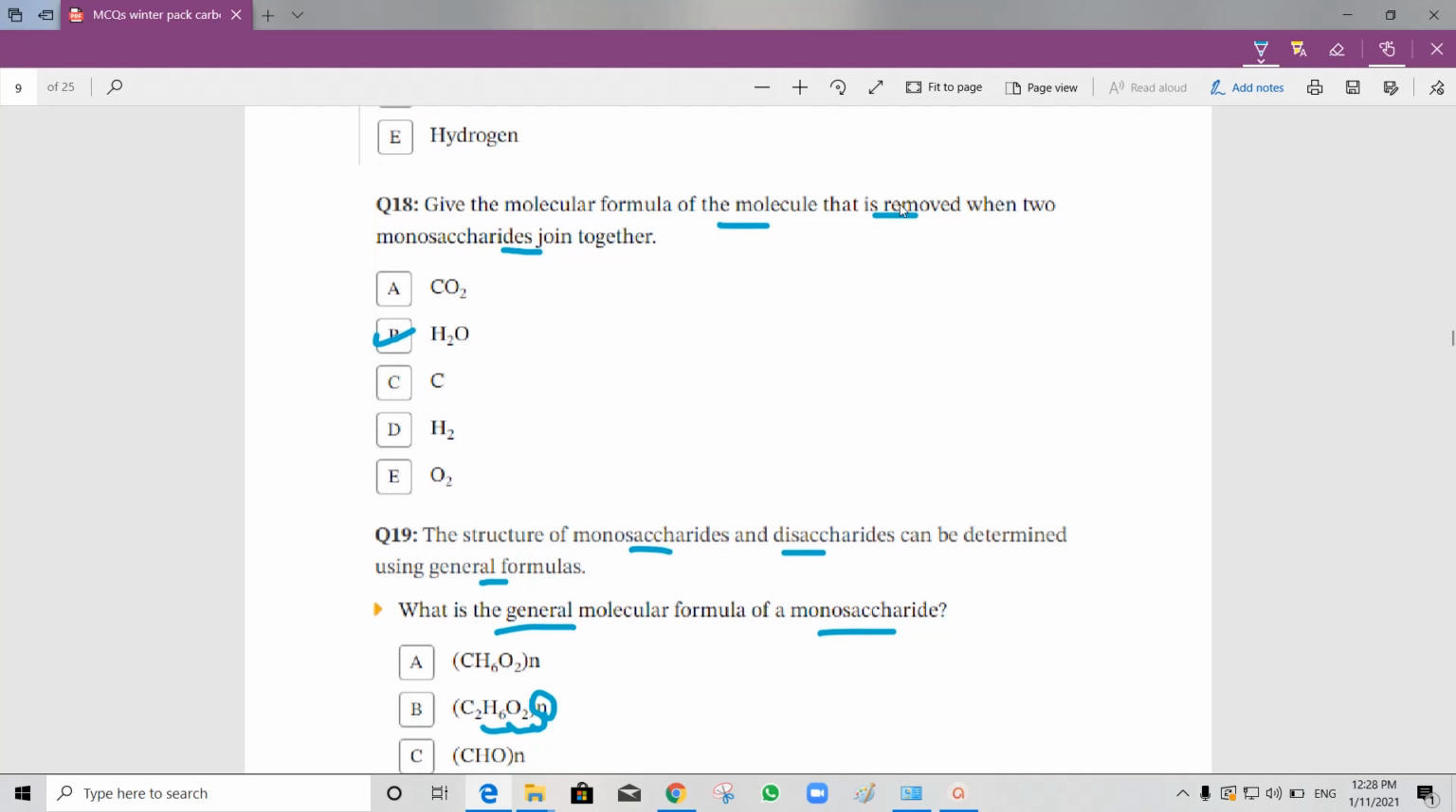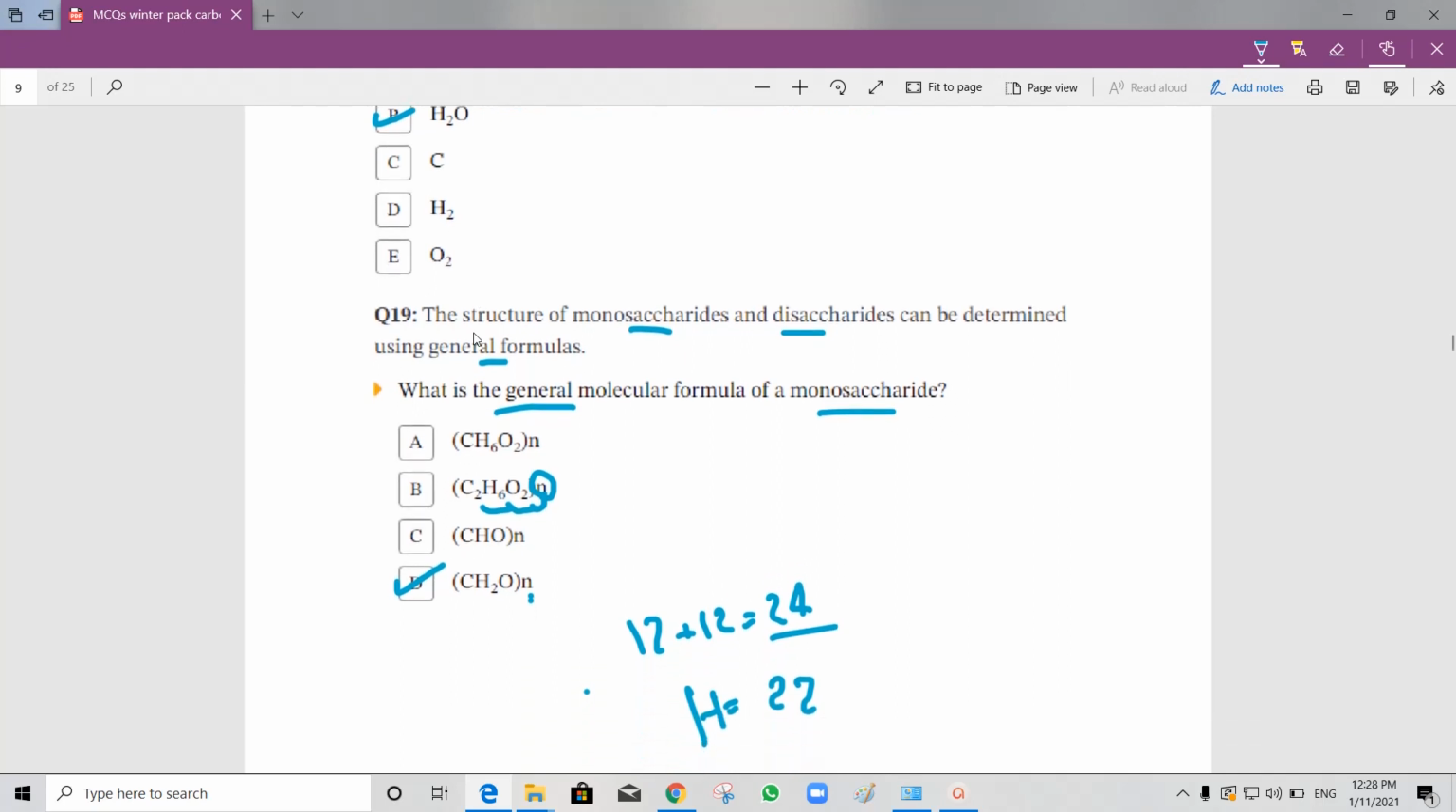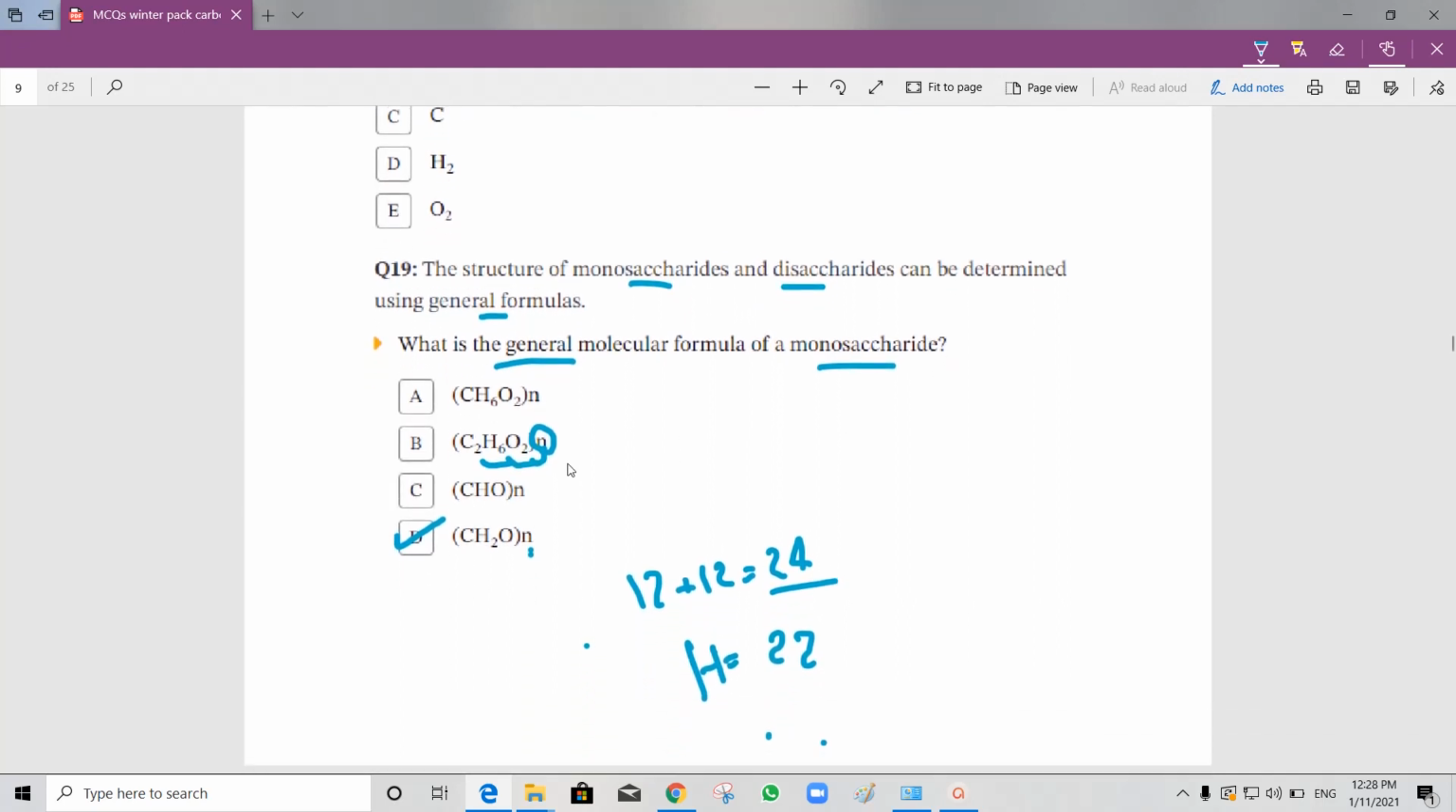Give the molecular formula of the molecule that is removed when the two monosaccharides join together. Here he is asking about the molecular formula of the molecule that we remove when we join two monosaccharides together. What is this molecule? Of course, this molecule is water. So water, its molecular formula is H2O.